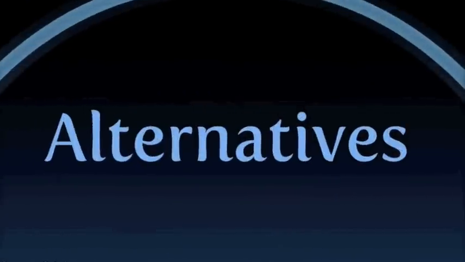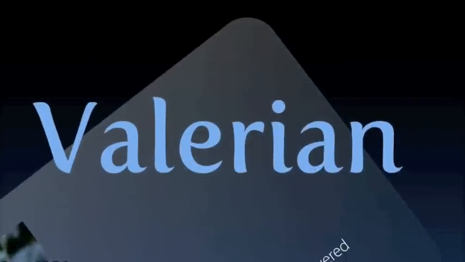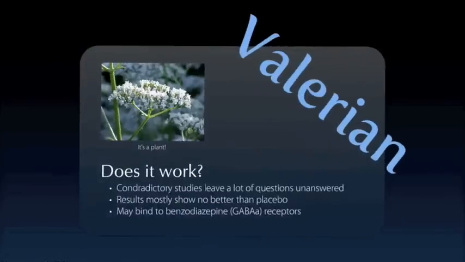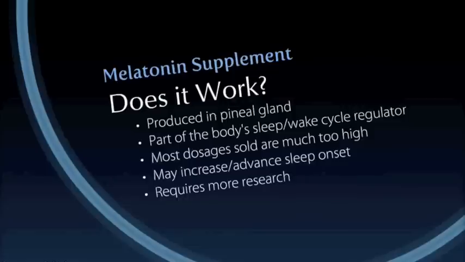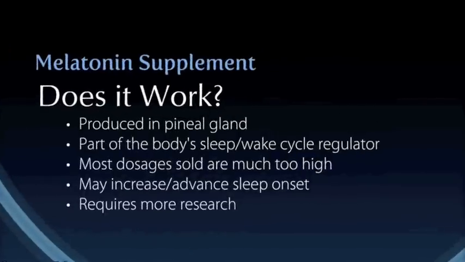The next section of this presentation covers non-medicinal sleep aids. Valerian is thought to act on benzodiazepine receptors. However, results mostly show the presence of the placebo effect. Melatonin is produced naturally in the pineal gland and acts as a major part of the sleep and wake cycle in humans. In the drugstore, there are many melatonin supplements available, and for the majority, they are sold in unnecessarily high doses.